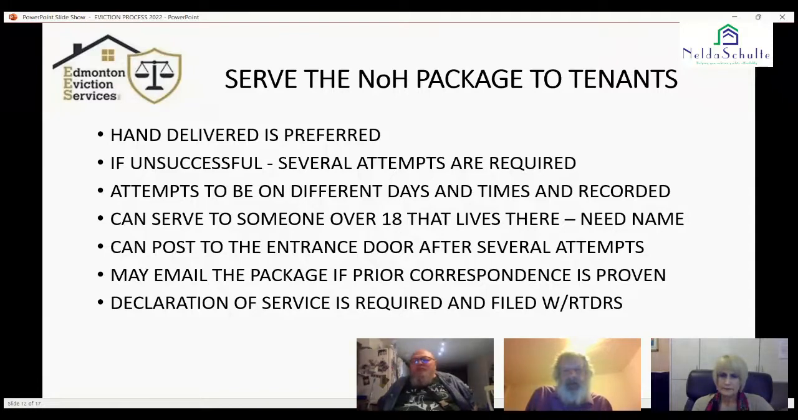For the person at home doing one of these, most email programs have the ability to do an open receipt. You need to turn that on so that they can click that they opened it, or it comes through that they opened it, and that's what you need to prove that they got it. And with any of those, you still have to fill out the declaration of service, and then you file that with the RTDRS afterwards. It used to be an affidavit, now it's a declaration, so you don't have to go find the Commissioner of Oaths.